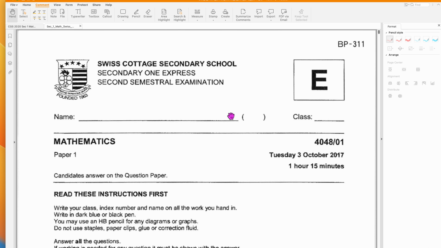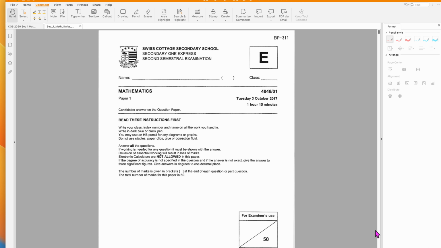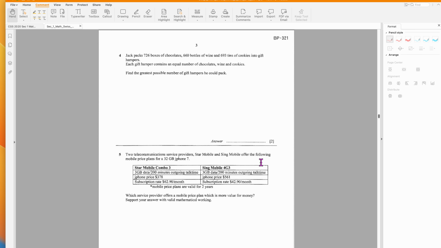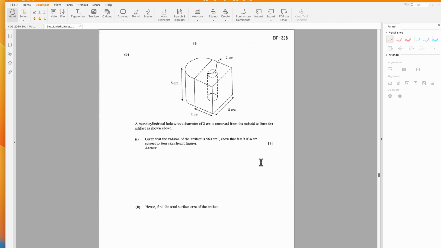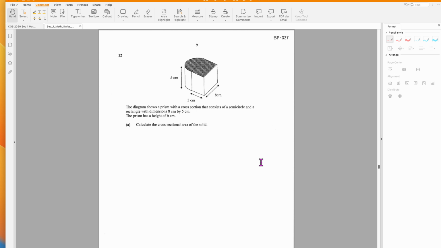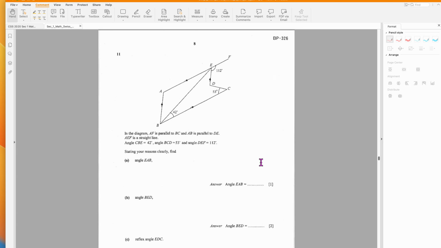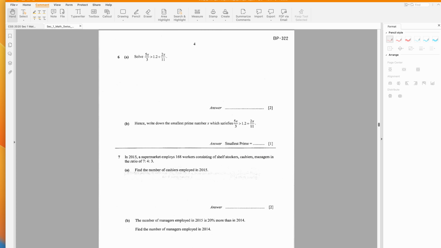Did we talk about Swiss Cottage before? To see the question. No. Have we? Yes. Okay, good. So in a way, you see, the questions are very similar. They will give you a prism, and then somehow they will drill a hole. Yeah, and then they'll ask you. So in this case, the cross sectional is actually a semicircle plus a rectangle minus a circle. So this is the way they can test you. Okay. We did this before. Yeah. Okay, we did this Swiss Cottage before.